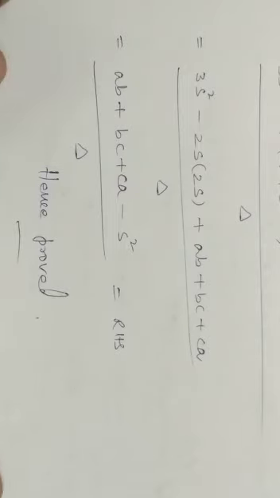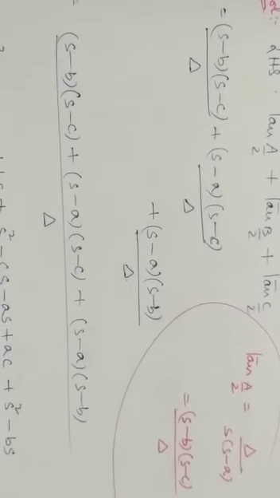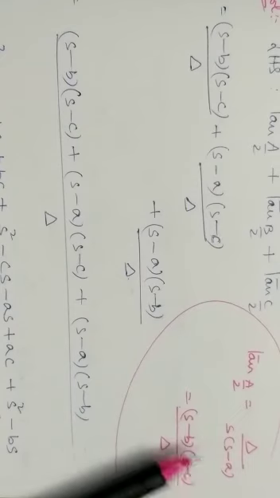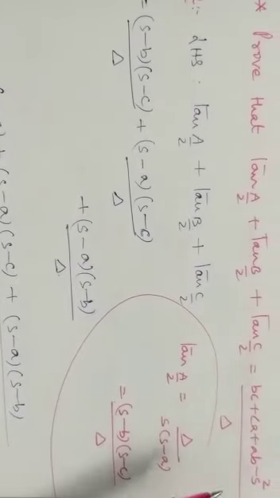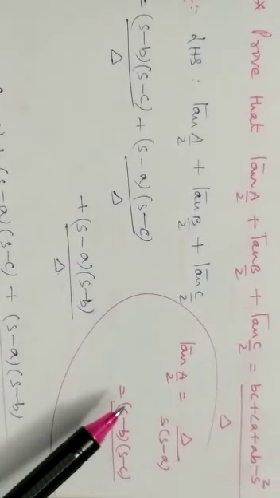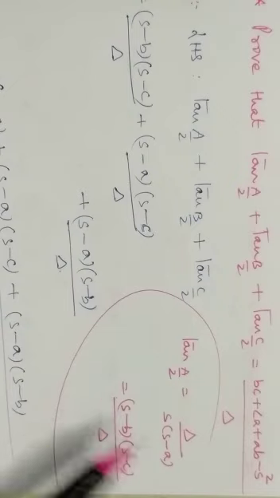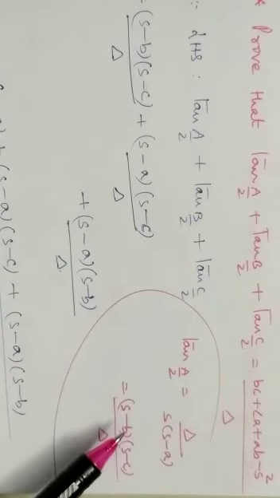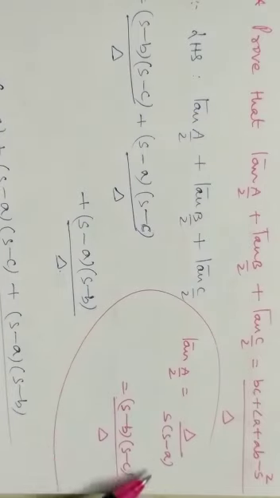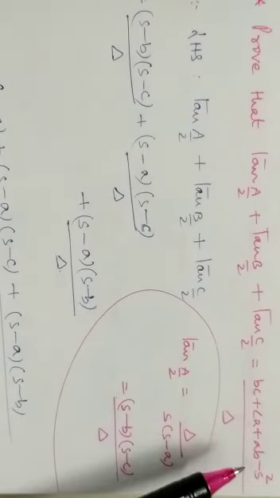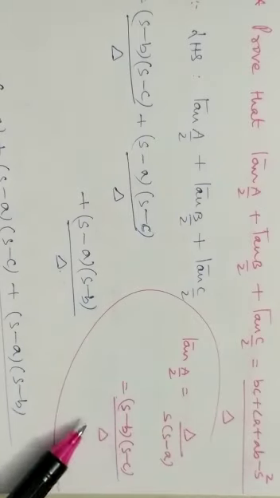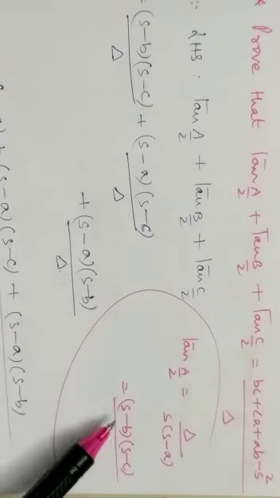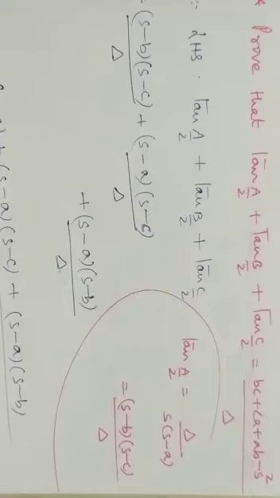Here it is a little easy to select the right formula. Of the two, which one is to be used? If you see the RHS, you can clearly identify that the denominator has delta. So in the formula also you have denominator delta, which means this answer is derived from this formula, (s minus b)(s minus c) by delta. So in the problem I have used this formula instead of this. Hence the problem is over.